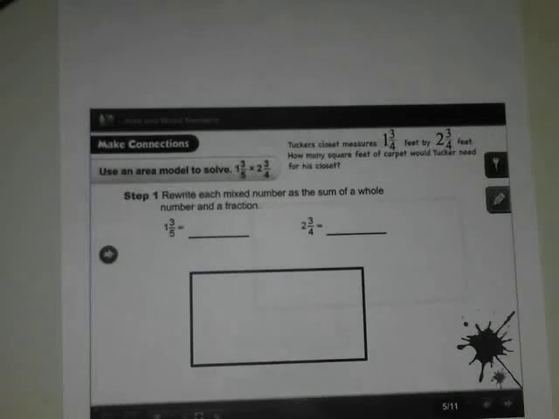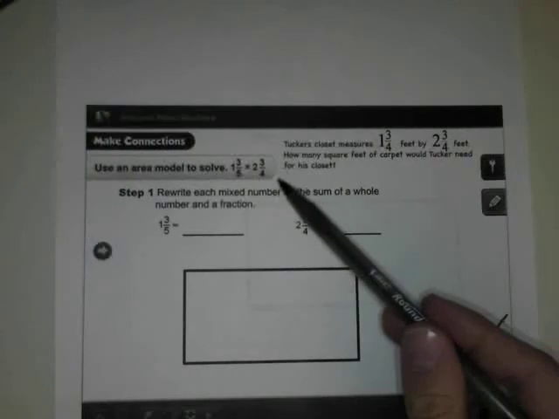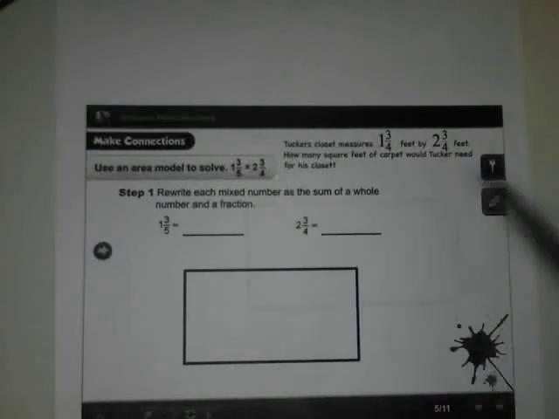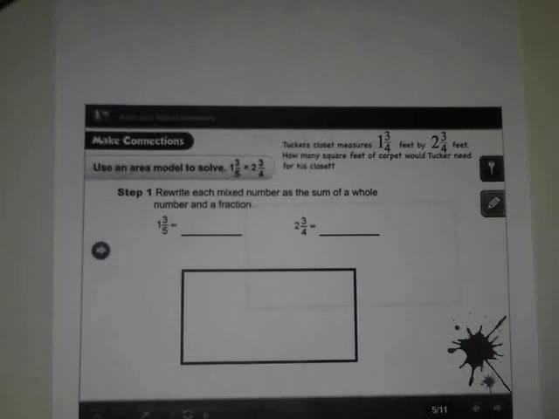A new skill that we are going to be working on in class this week is being able to multiply mixed numbers, such as 1 and 3/5 times 2 and 3/4. Now, when we set up problems like this, we're going to use an area model similar to what we used in the beginning of the year when we multiplied multi-digit whole numbers.